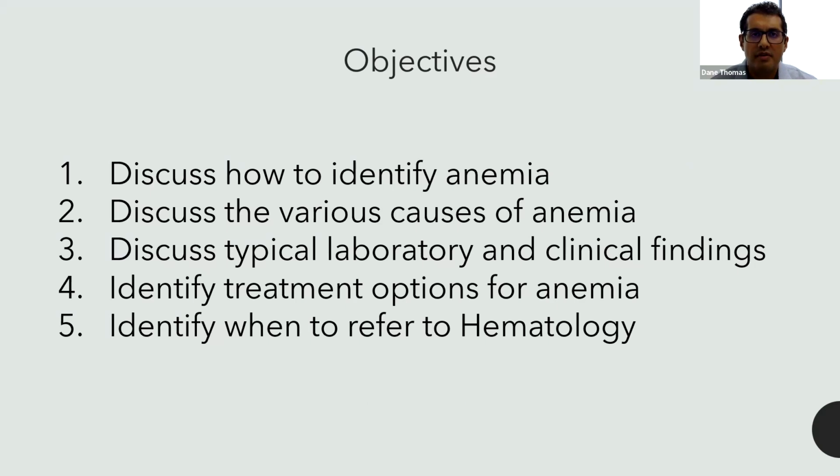The objectives of this presentation are as follows. Number one, we'll discuss how to identify anemia. Number two, we'll discuss the various causes of anemia. Number three, we'll discuss typical laboratory and clinical findings that we see in all types of anemia. Number four, identify treatment options for anemia. And number five, identify when to refer to hematology.